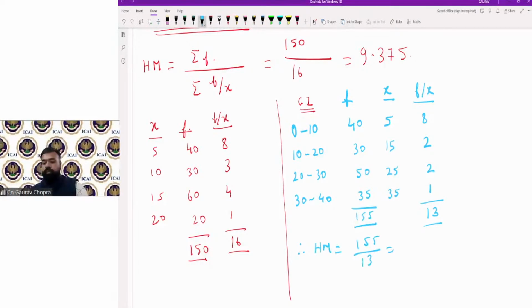Therefore, harmonic mean is 11.92. Saloni has given the answer 11.92.